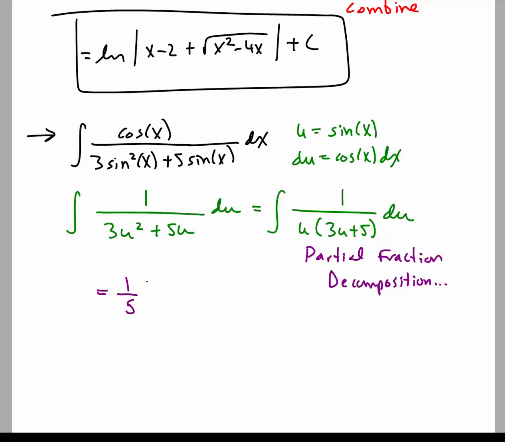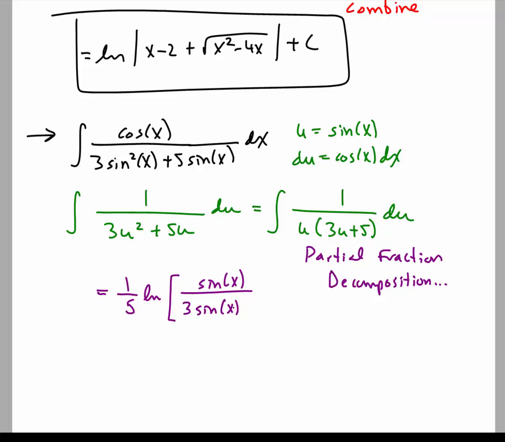I got 1/5 natural log, and then the sine of x, and again always put parentheses around the arguments of your trig functions, over 3 sine of x plus 5.